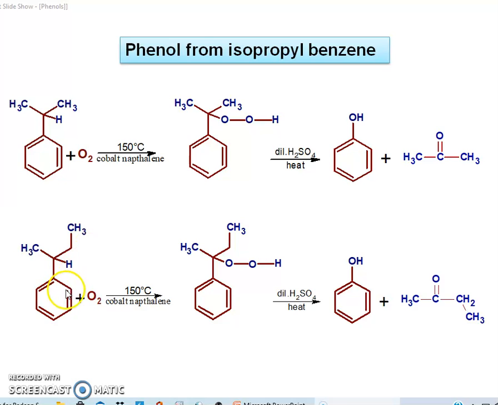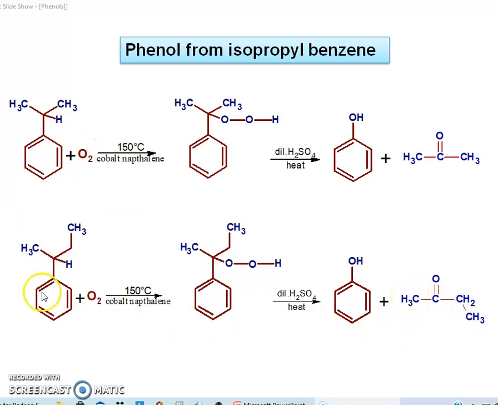Similarly, we can take another compound, 2-butyl benzene, which on air oxidation in presence of catalyst gives hydroperoxides, and those hydroperoxides on heating with dilute H2SO4 give phenol as a product, and the byproduct is 2-butanone.